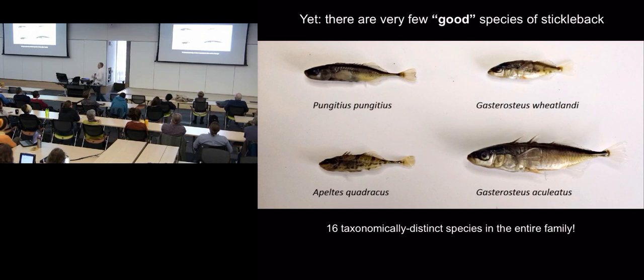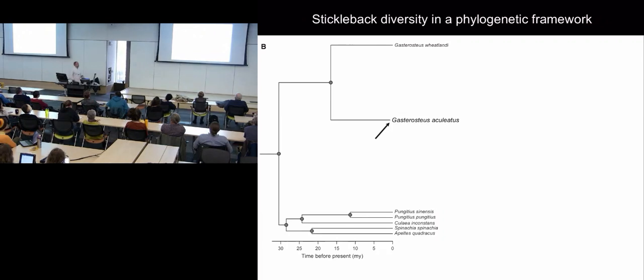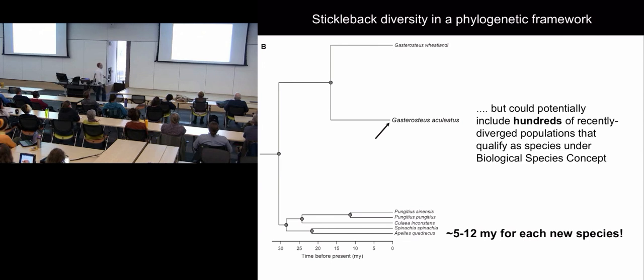If you were to look at a phylogeny of the sticklebacks using taxonomically recognized species, you would see something that looks like this. And note the time scale here. This is just a partial phylogeny of about 6 species. But the basic idea is that it's about a 5 to 12 million year waiting time for each new, good, recognized species of stickleback in this phylogenetic framework.